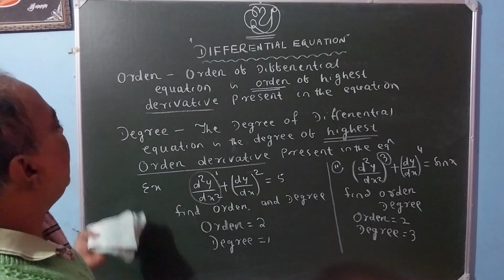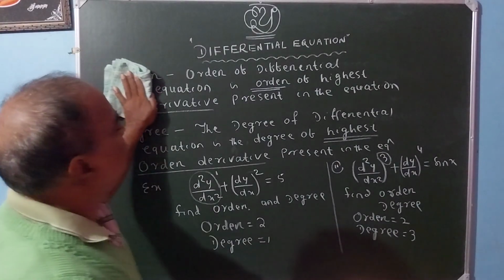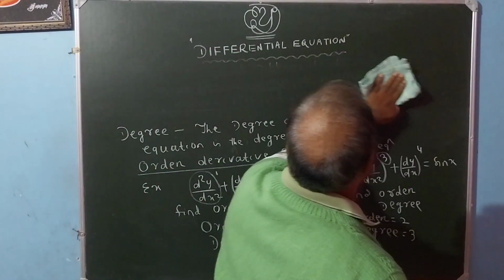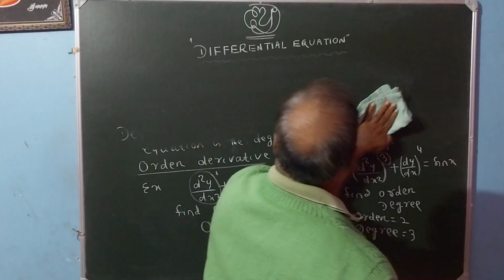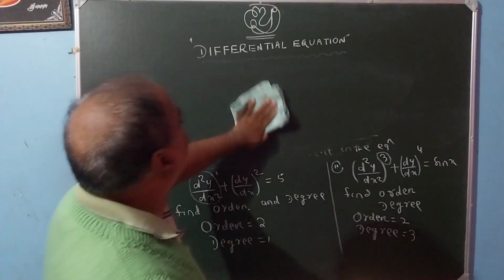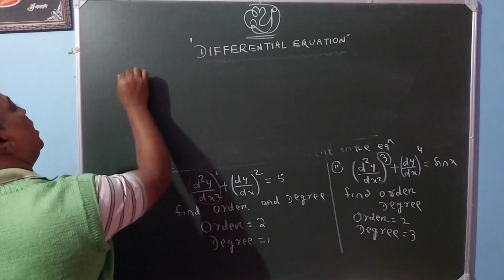So write down one note: before finding out the degree and the order, first of all you have to remove the radicals. Write down NB.